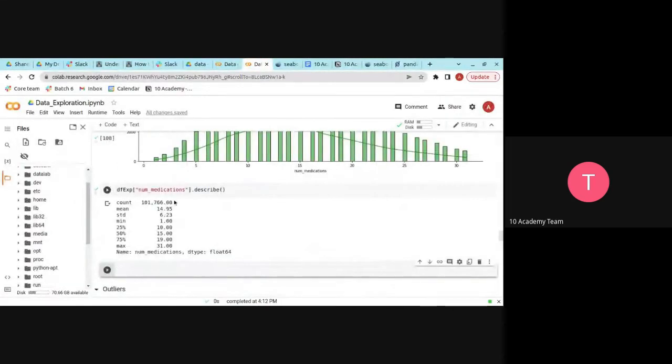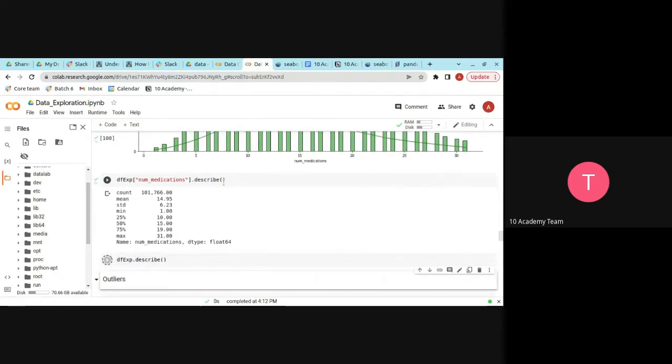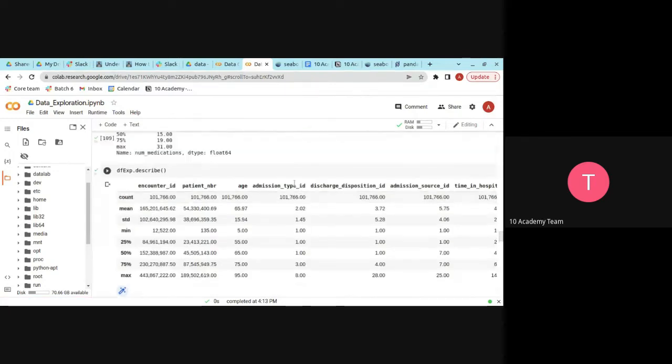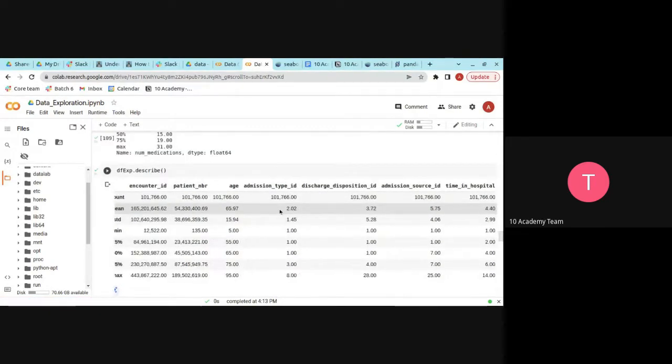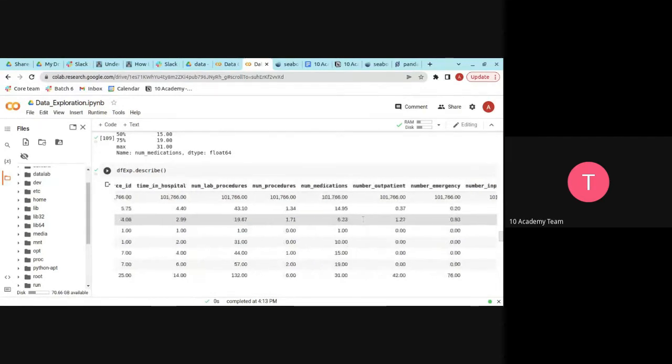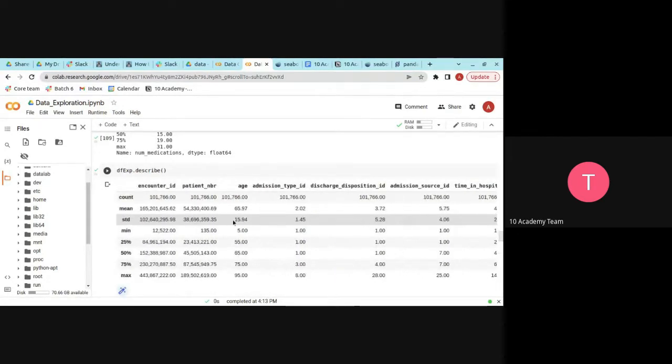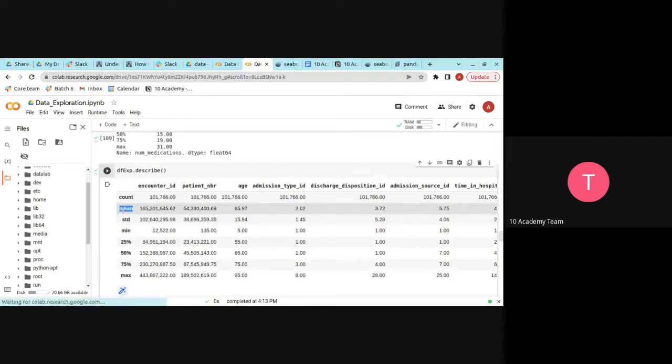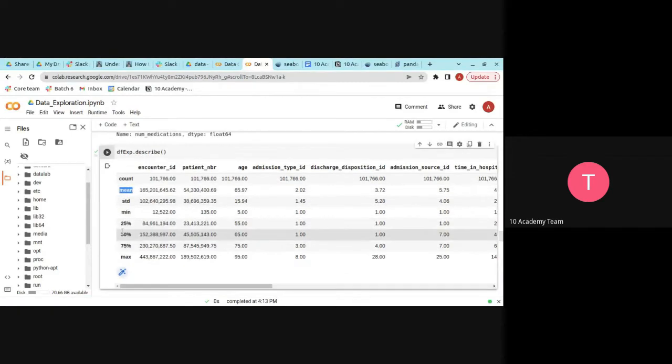So if we were doing multivariate analysis and we wanted to see, I'm not sure if it's deprecated, I don't think it is. So this would give us the analysis over the entire data frame. And we could see the distribution, where we could see the mean, where we could see the standard deviation, and the various quartiles of our data.